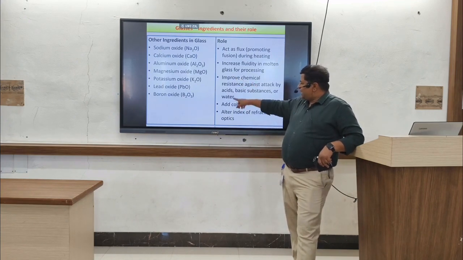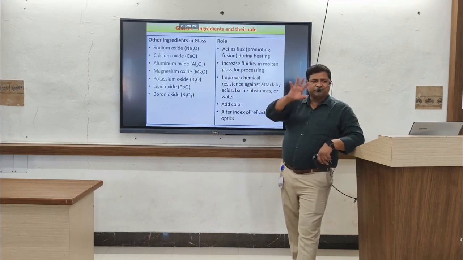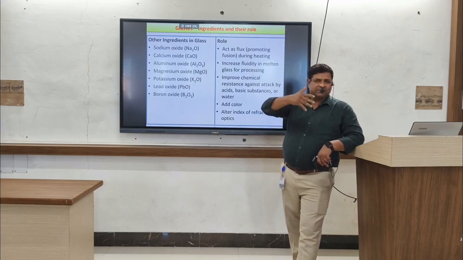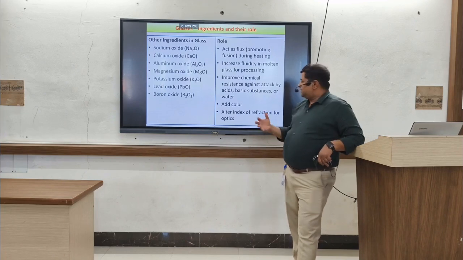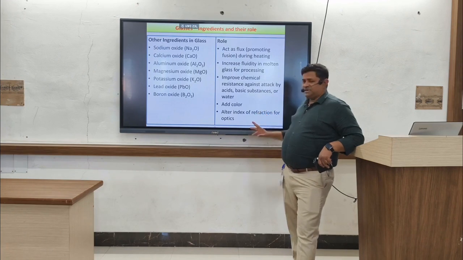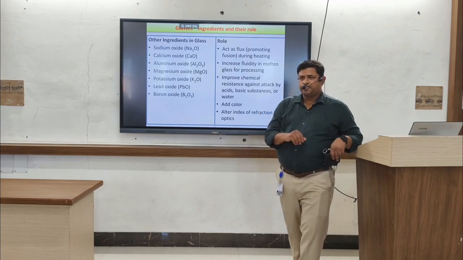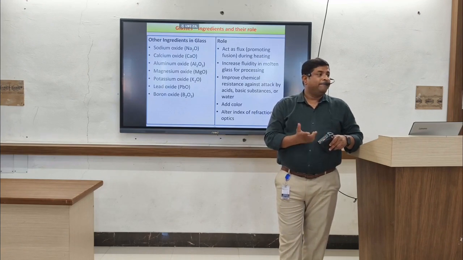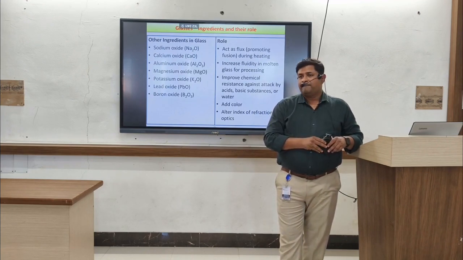They will also add color to the glasses. We can see different types of colors. Big IT buildings are there, IT sectors are there. You will find those bluish glasses in the buildings and all that. Okay, so different colors we can add to the glass, and alter the index of refraction for optics. What do you mean by refractive index? Ratio of speed of light in the given material to the speed of light in air.